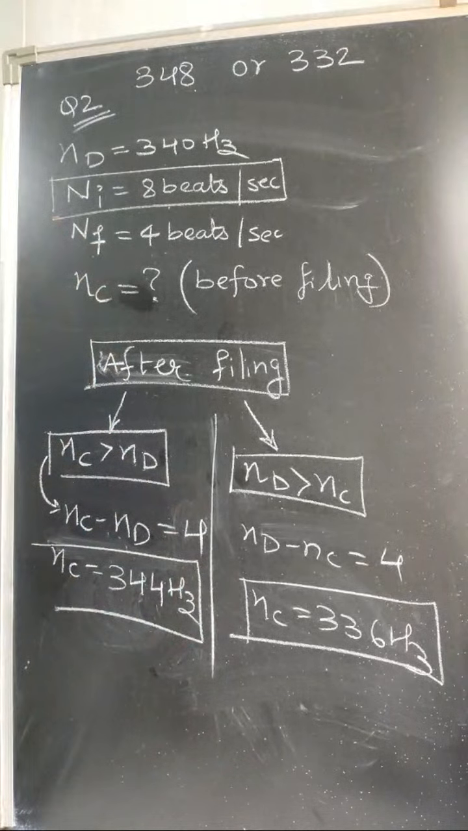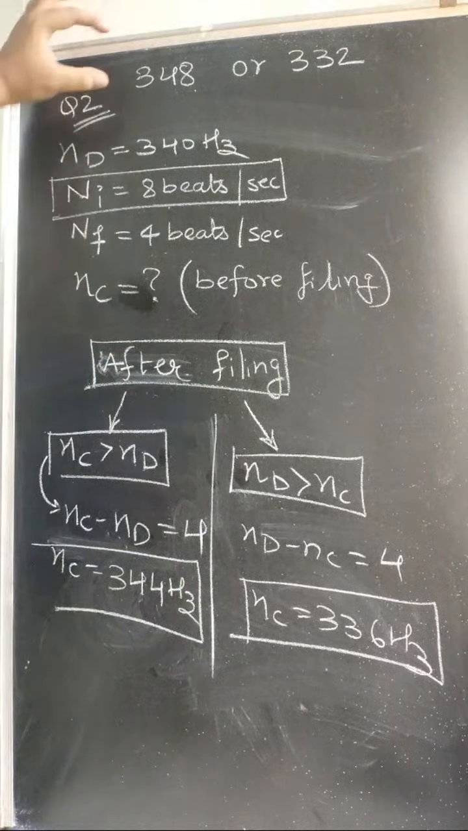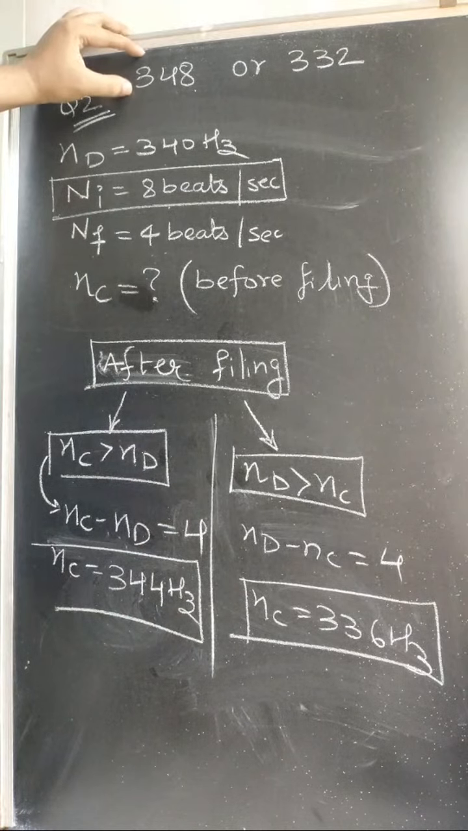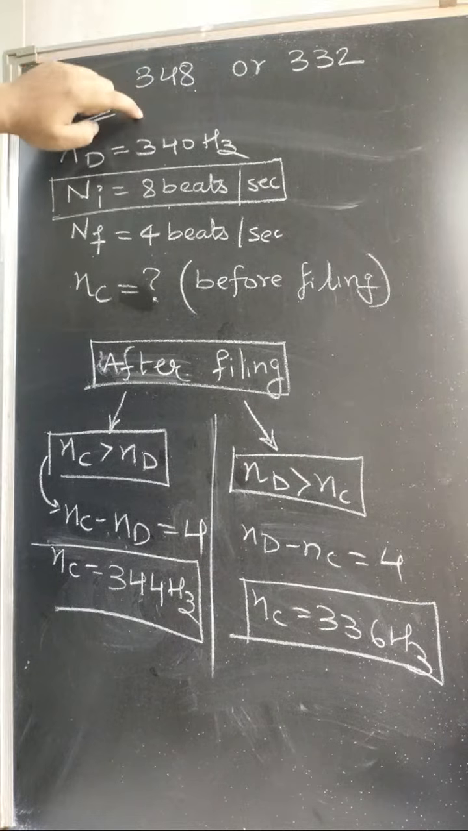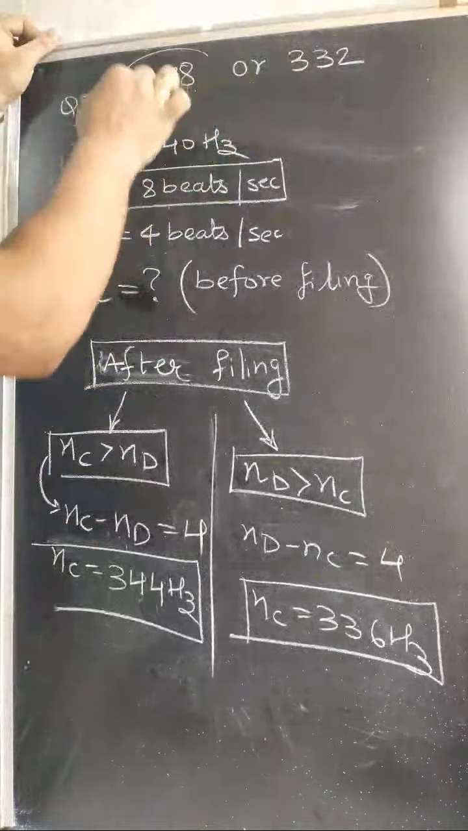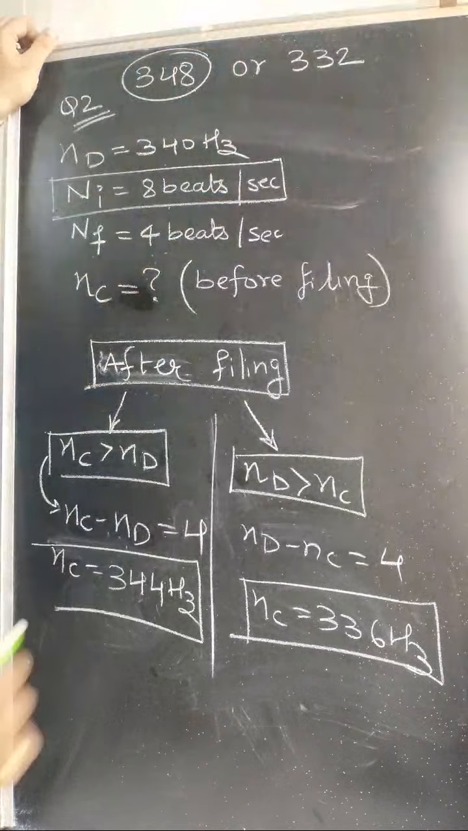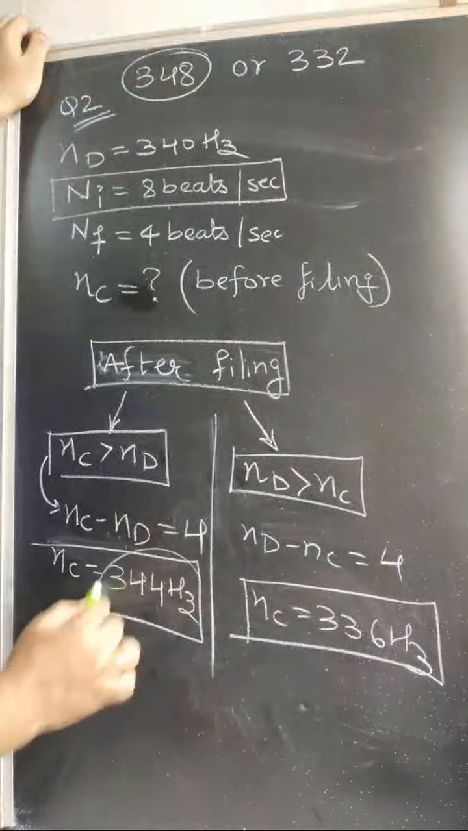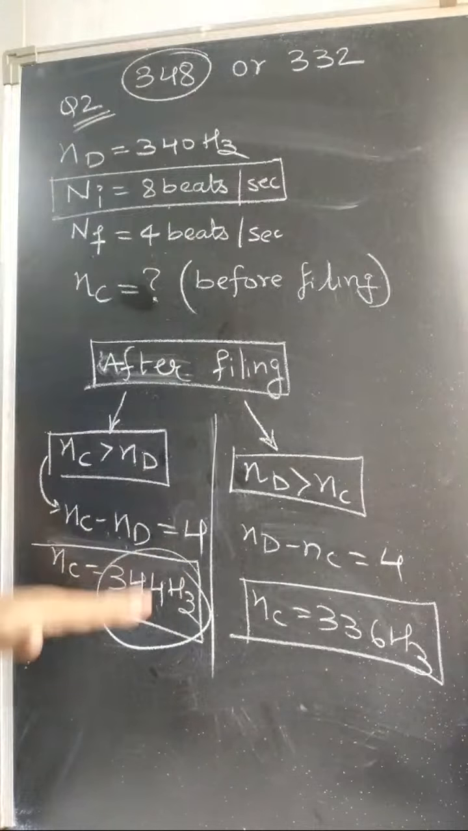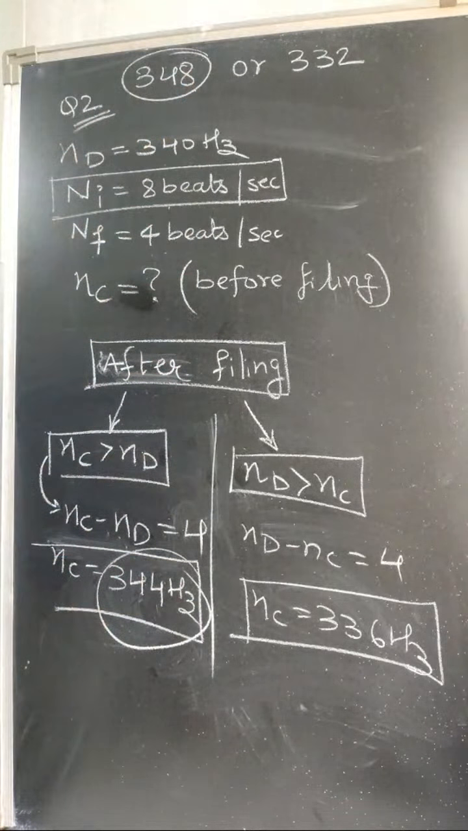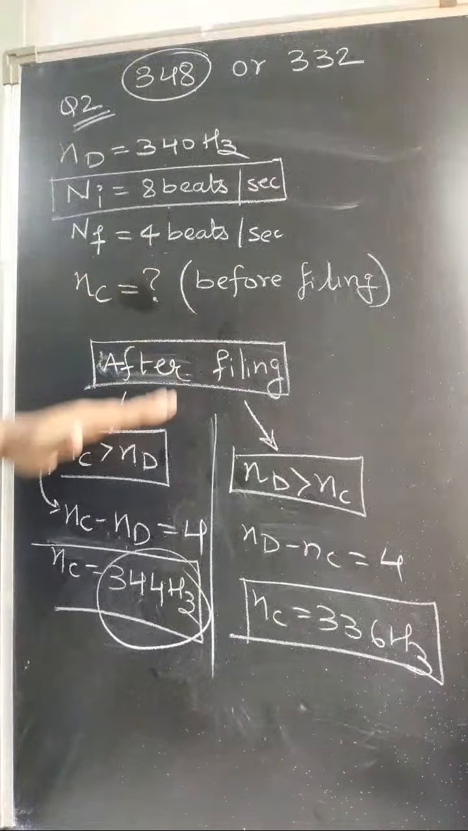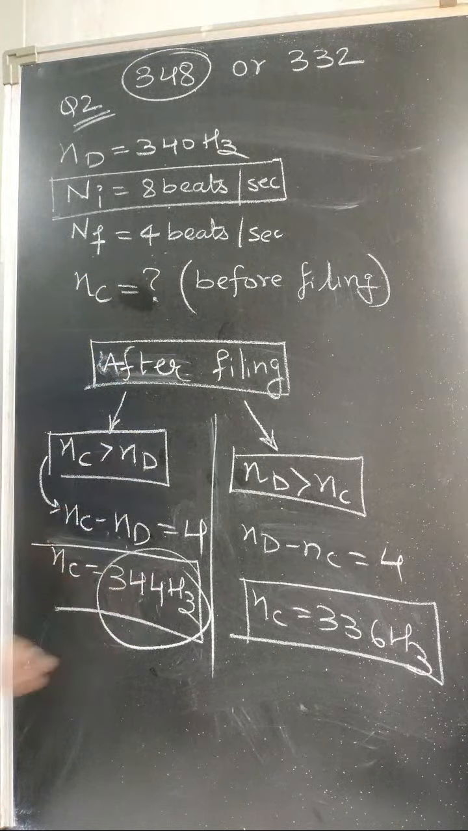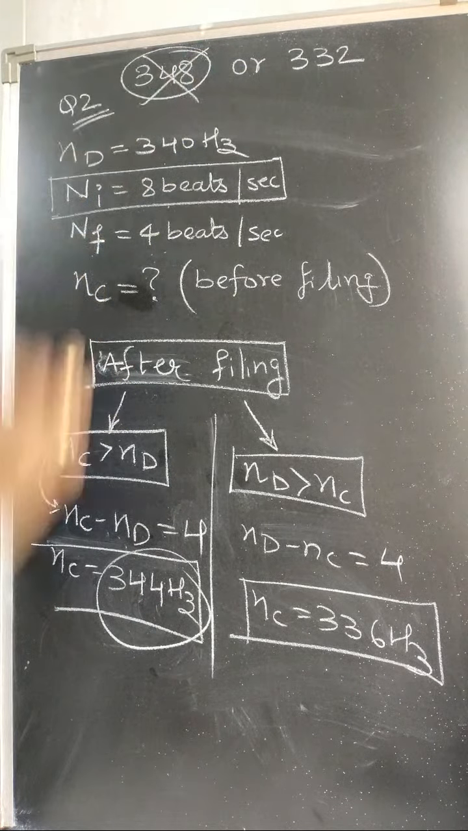So now students, tell me, if you say that 348 Hertz is the correct answer, so before filing it is 348 Hertz, then after filing we are getting 344 under the same conditions. Before filing, 348. Under the same conditions, after filing, 344. And this is wrong then.